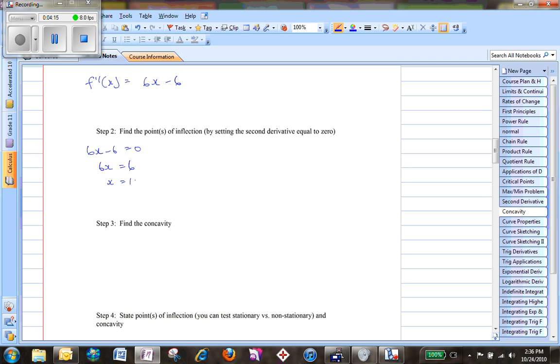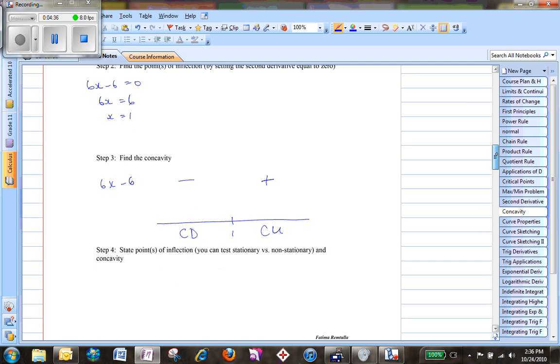To test for concavity, I'm again going to make my sign table. Notice I'm using the second derivative information. 1 will go here, 6x minus 6. Pick a number less than 1. 0 is great. That's negative. Pick a number bigger than 1. 5 is great. That's positive. That means this is concave down, and this is concave up because one is negative and the other is positive.